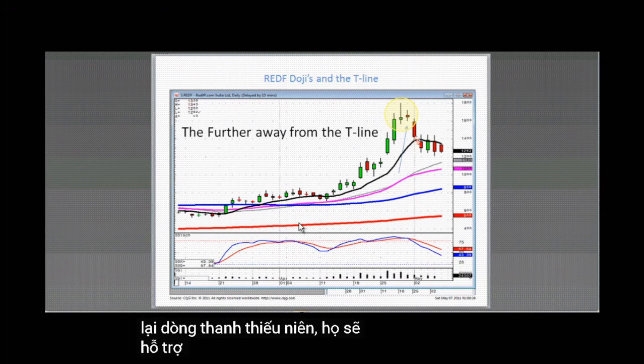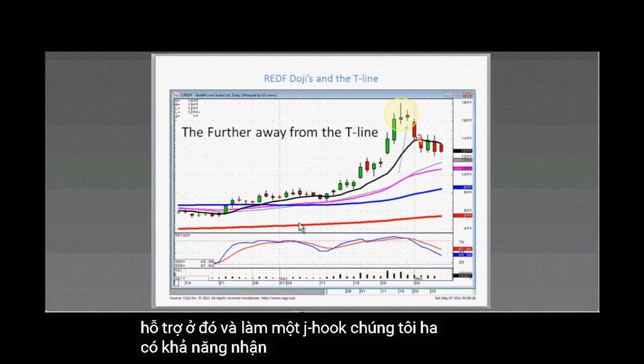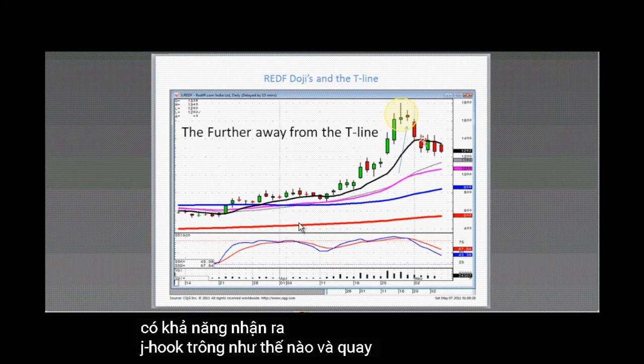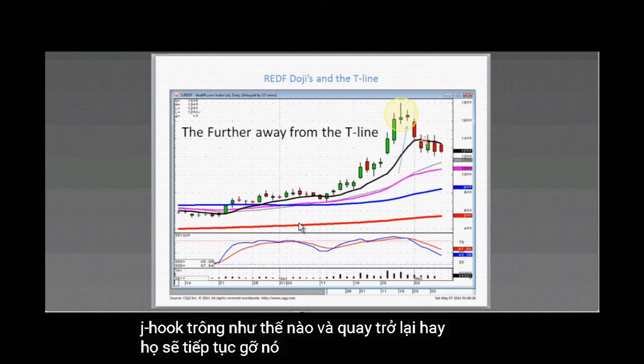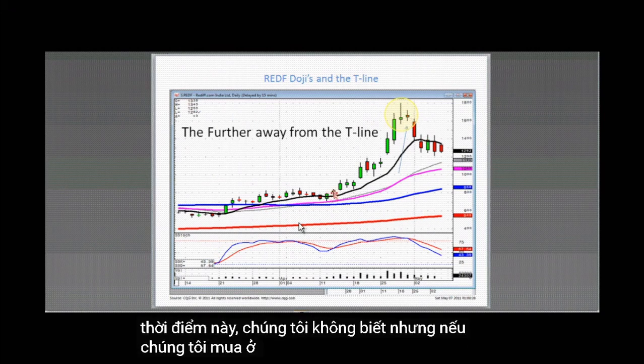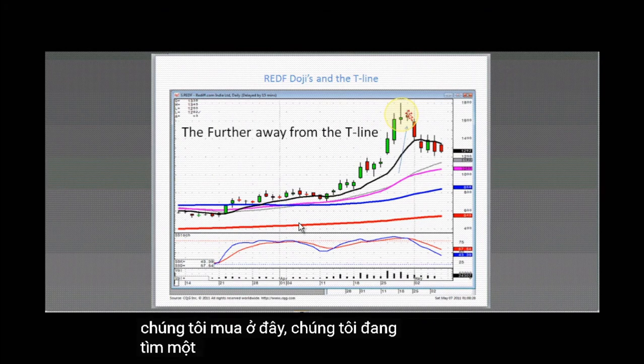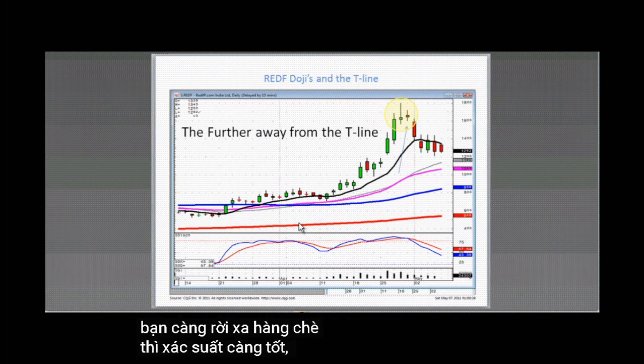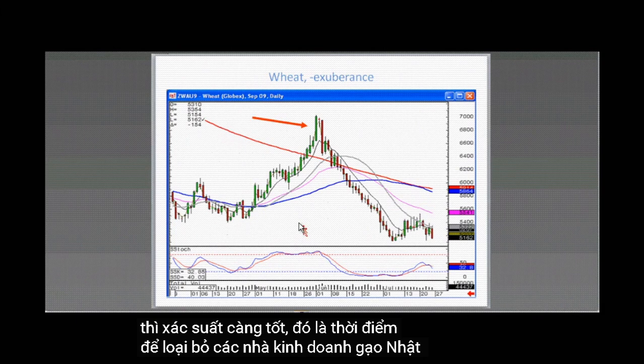Are they going to support there and do a J-hook? We have the capability of recognizing what a J-hook looks like and get back in, or are they going to keep taking it down? At this point up here, we don't know. But if we were buying down here, we're looking for a place where the probabilities are starting to say it's time to get out, and the further you move away from the T-line, the better the probabilities it's time to get out.